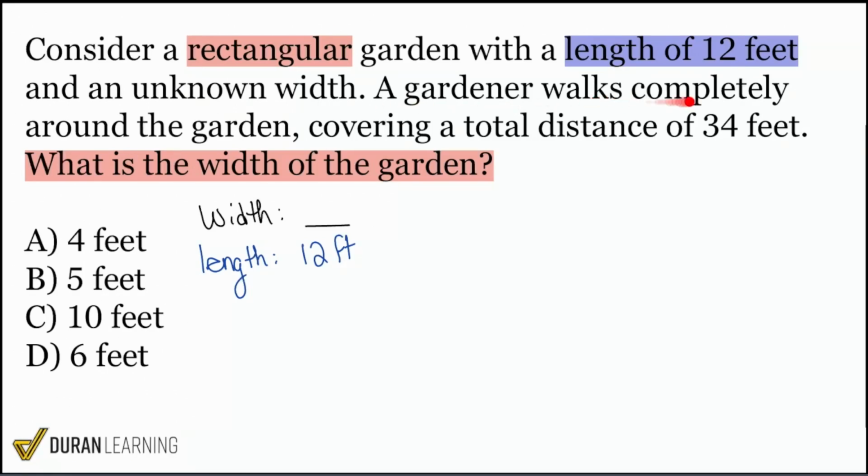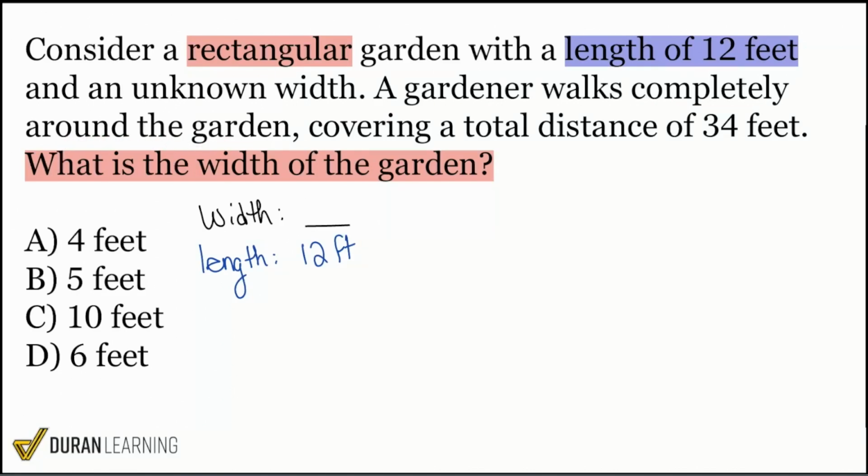A gardener walks completely around the garden, covering a total distance of 34 feet. So if I were to say that this 34 feet, this measurement given to us here, was the perimeter, who here can tell me for what reason? What words could I highlight or circle or underline to really prove that this is a perimeter and not an area given? Okay, cool. So I see a ton of answers here in the chat box. My favorite answer is from Betty saying around it. Yeah, right here. Again, a gardener walks completely around the garden.